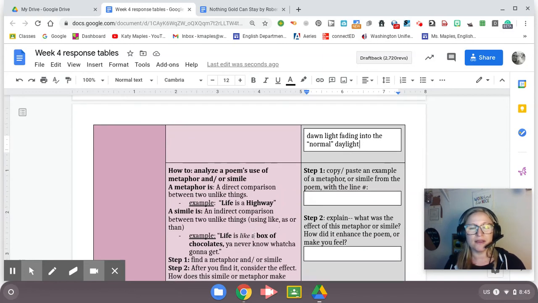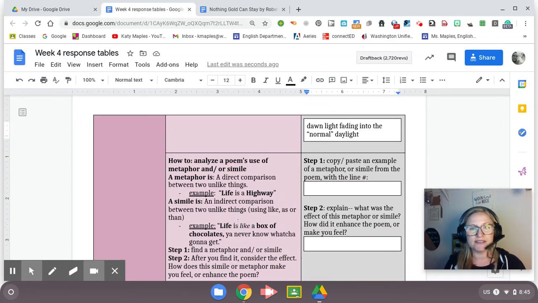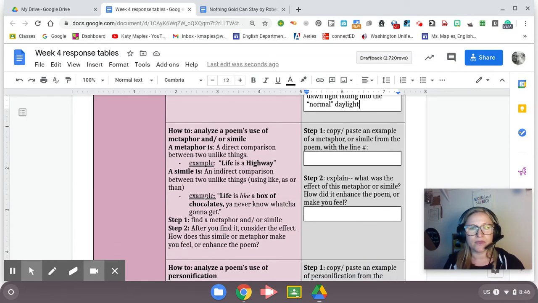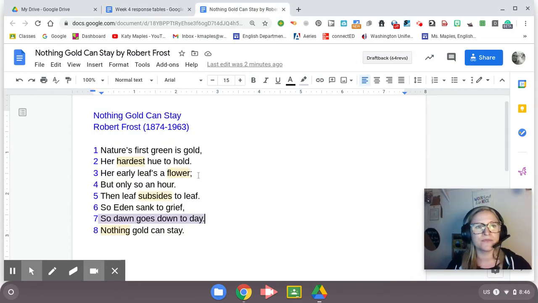Life is a highway. A simile is an indirect comparison between two unlike things, but you use like, as, or than. So it's the same thing as a metaphor, but it's indirect. So an example would be life is like a box of chocolates. You never know what you're going to get. The line from Forrest Gump, that movie, if you haven't seen it, I highly recommend it. So we're going to go back and see if we can find an example of a metaphor or a simile. And I'm pretty sure this poem has both, if I remember correctly.